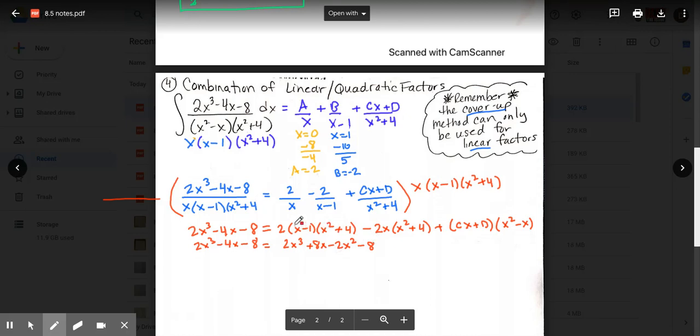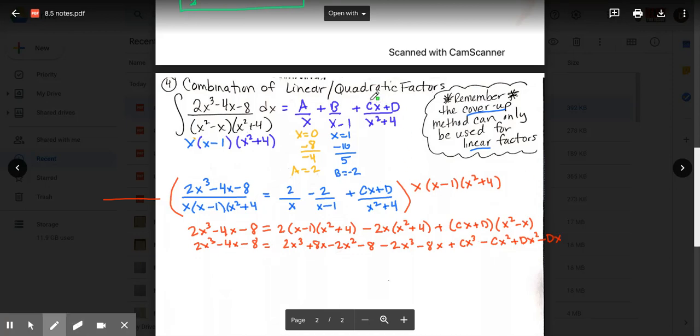Let's see. Did I miss something? 2x cubed. Okay. The next one is negative 2x cubed minus 8x plus cx cubed minus cx squared plus dx squared minus dx. I'm literally just foiling here. Okay. All right, now we're comparing the left side with the right side.